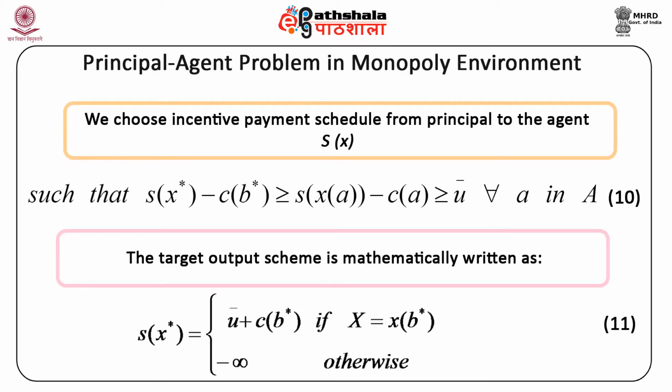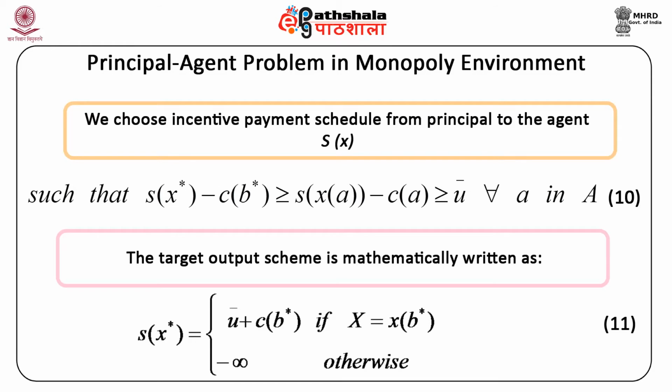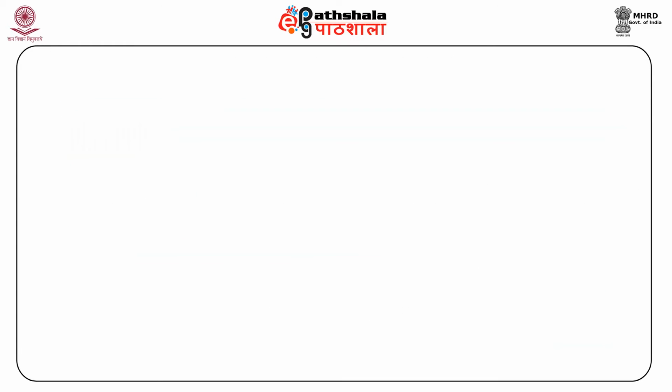In the above target output scheme, we set a target output of X star, where the target is given to the agent to achieve the output. If the agent fails to achieve the target, then he won't receive his reservation price and severe punishment will be imposed on him. Similarly, many such incentive schemes can be designed to solve the incentive problem.